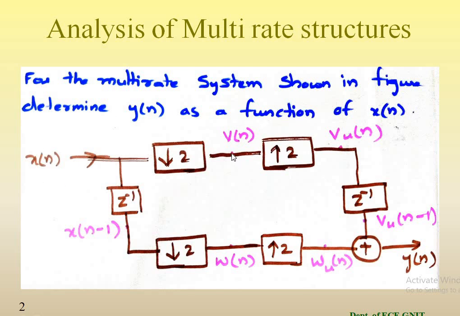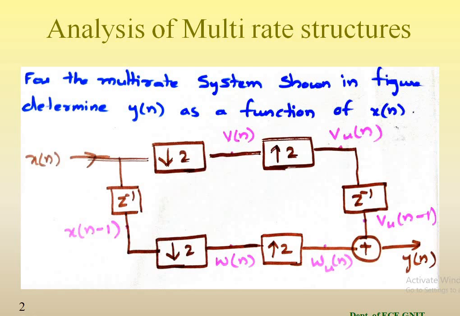I make use of some intermediate points here so that the analysis becomes slightly easier, and also it becomes quite clear to understand. I have divided these points as v of n and identified this particular point after upsampling as vu of n, and this block is to create a delay, and after this particular block the output will be equal to vu of n minus 1. Similarly, here the delay is performed at the input end itself, and therefore the input is delayed by 1 unit. We are writing it as x of n minus 1, and then performed the downsampling operation, and the output is identified as w of n.